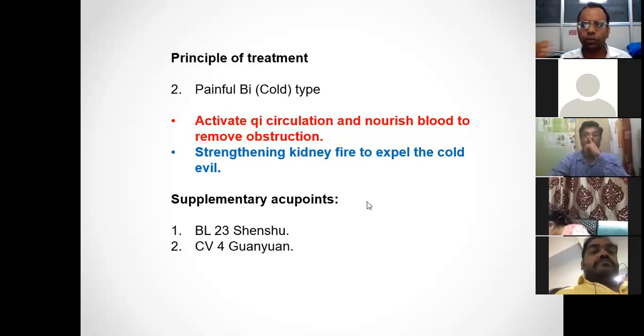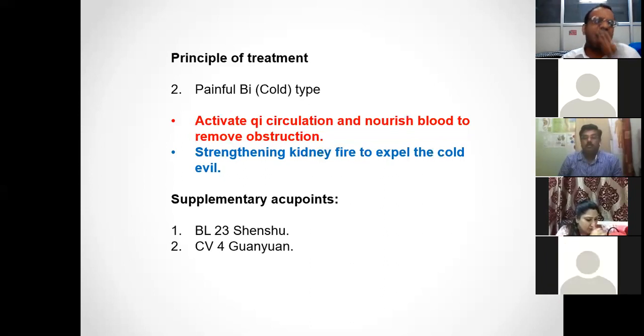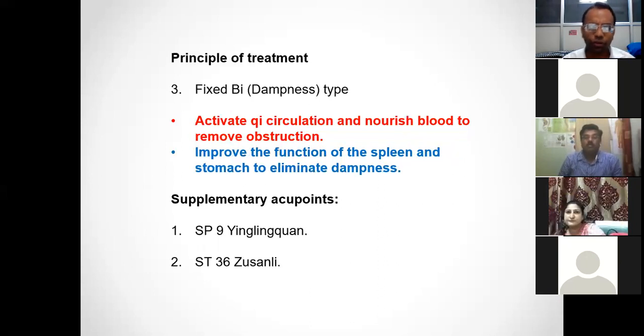Whenever there is a cold time, you have to improve the fire of the kidney. Generally the kidney is affected; the coldness is affecting the kidney. So use the kidney fire point. How to improve the kidney fire? You will see that in the coming chapters. And supplementary acupuncture points are BL23 and CV4.